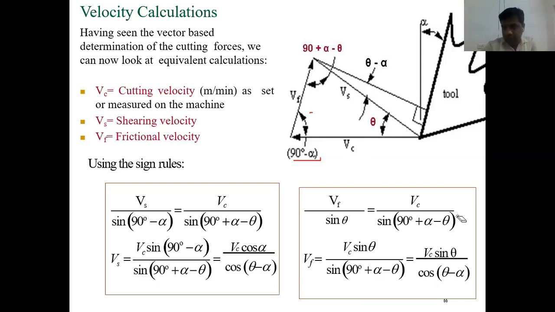90 plus alpha minus theta, right? So again, you need to simplify this one. VF you can keep here, taking sine theta to the other side: VC into sine theta divided by sine of 90 plus alpha minus theta. You make all the simplifications.